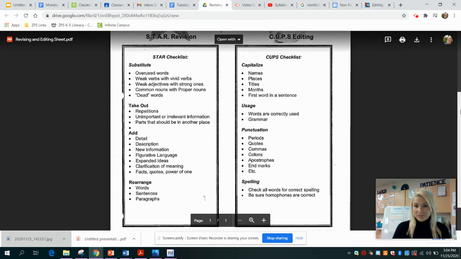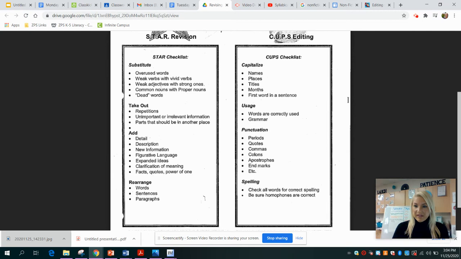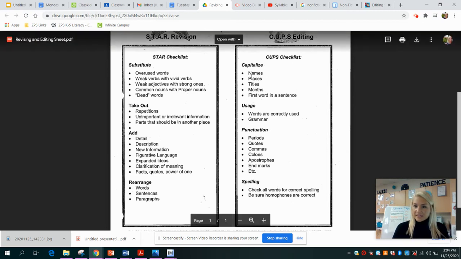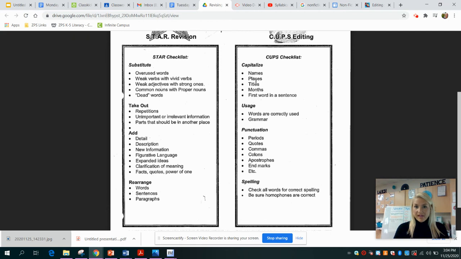your spelling. So today, as writers, after you watch the mini lesson, you're going to be working on going back through, reading each sentence of your personal narrative. And you're going to look at the capitals. Are proper nouns capitalized? Places. If there's a title of a book or something in your story, the month, and the first word in every sentence should be capitalized.